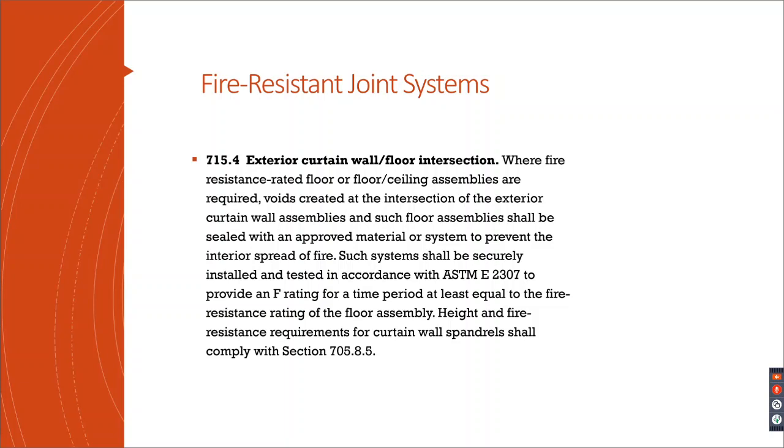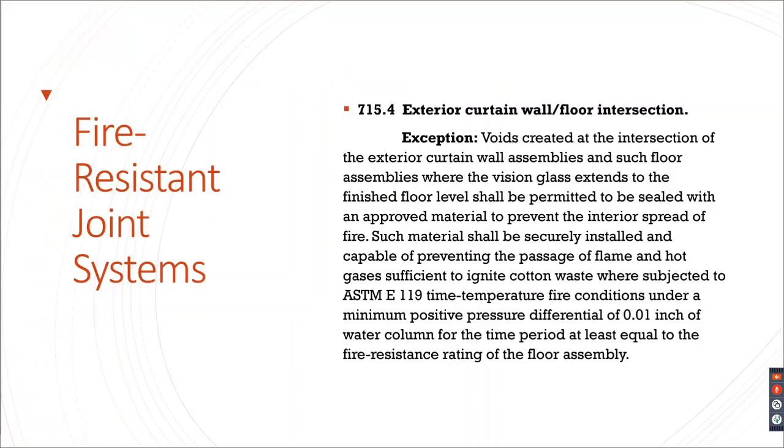And then height and fire resistance requirements for curtain wall spandrels have to comply with 705.8.5. The exception for this is when voids are created at the intersection of the exterior curtain wall assembly and such floor assemblies where the vision glass extends to the finished floor level, they shall be permitted to be sealed with an approved material to prevent the interior spread of fire. Such material shall be securely installed and capable of preventing the passage of hot flame and hot gases sufficient to ignite cotton waste where subjected to the ASTM E119 time-temperature curve under the same pressure differential.